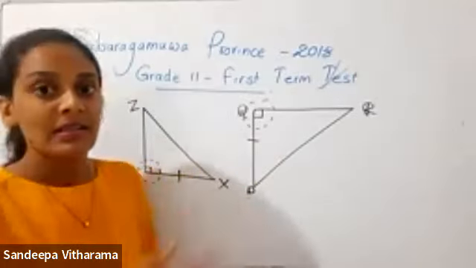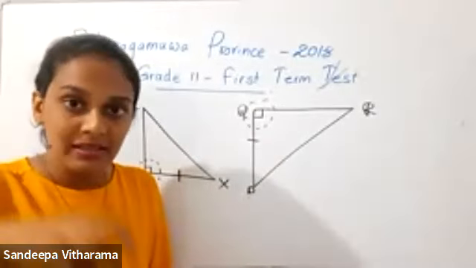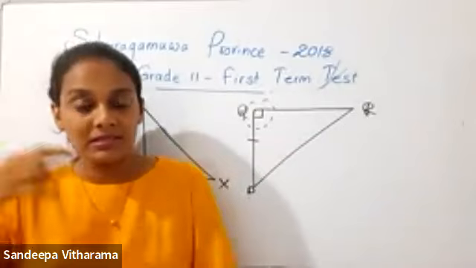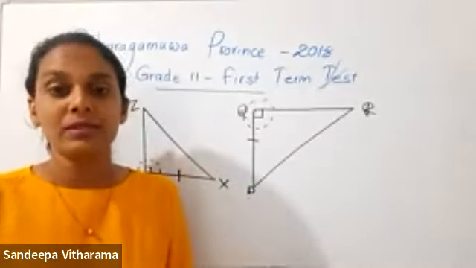SAS means side and side. Okay? So this angle is special. What is the specificity of this angle? It should be an included angle.